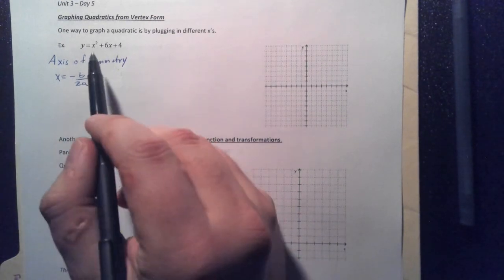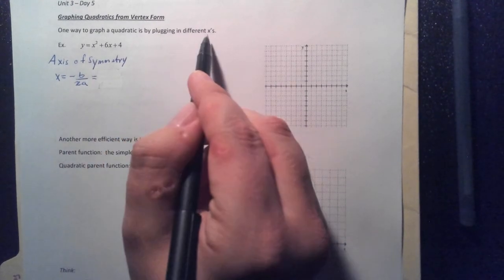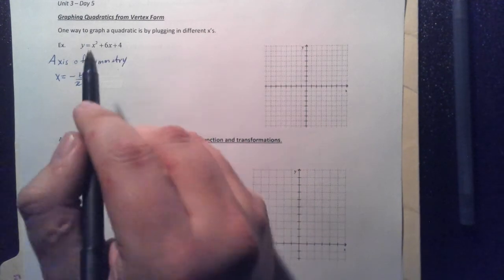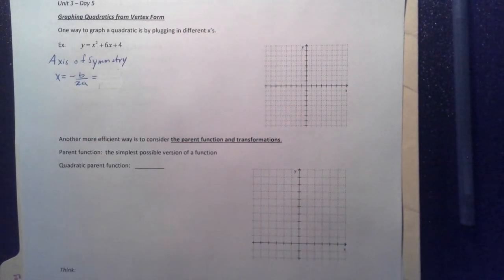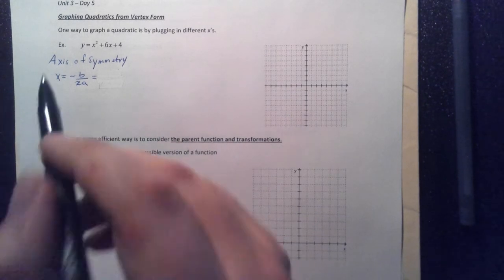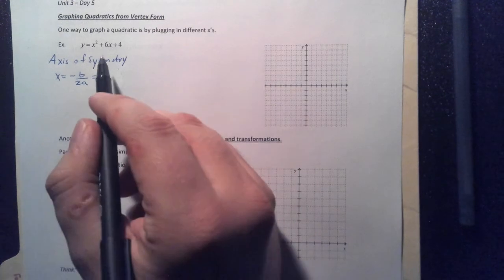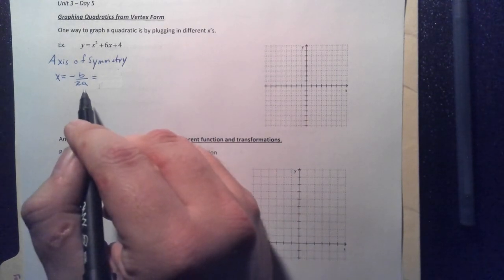And of course, if I wanted to graph this, one of the ways I can always graph a function is just by plugging in different x's. Now we could just randomly plug in values like 0, 1, -1, and see what happens. But one of the things we did talk about is the axis of symmetry for a quadratic in standard form is given by x equals -b over 2a.